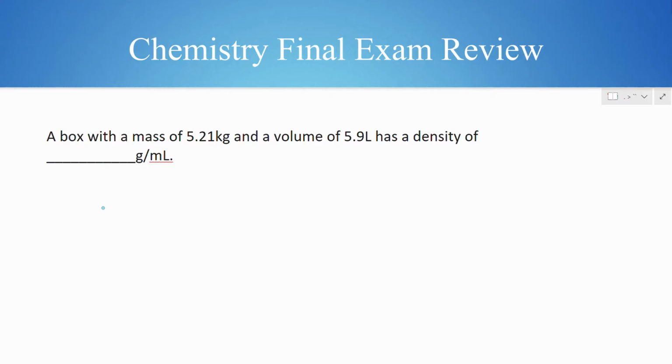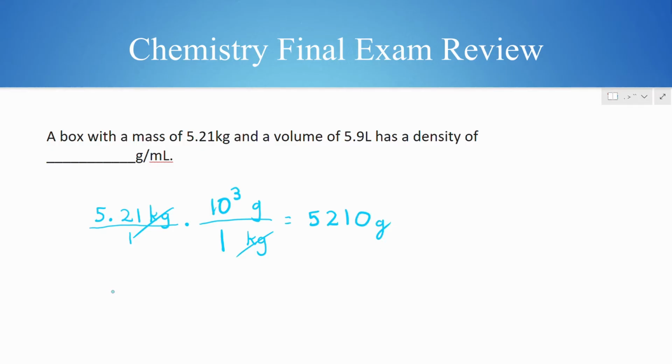So we can start off by saying that this box has a mass of 5.21 kilograms, and we can convert this to grams. So I'll just put this over 1, because 5.21 over 1 is the same thing as 5.21. Now this is going to be converted to grams, so I'll put kilograms on the bottom to cancel it out, and grams on top. Now in 1 kilogram there are 10 to the 3 grams. And so this turns into 5,210 grams.